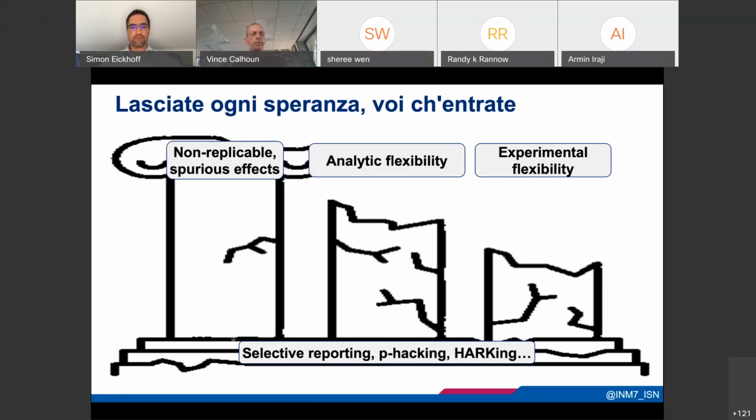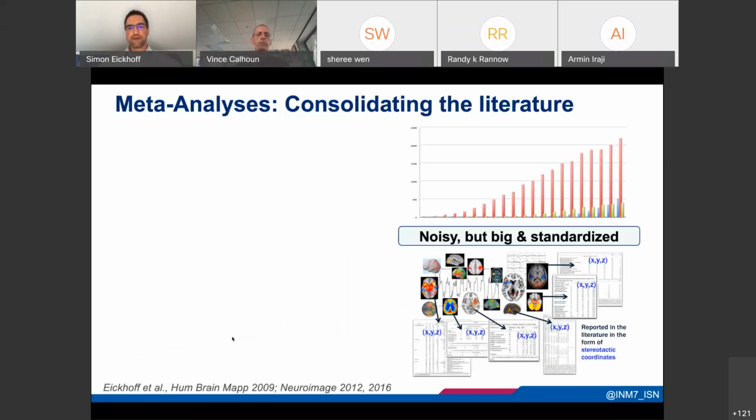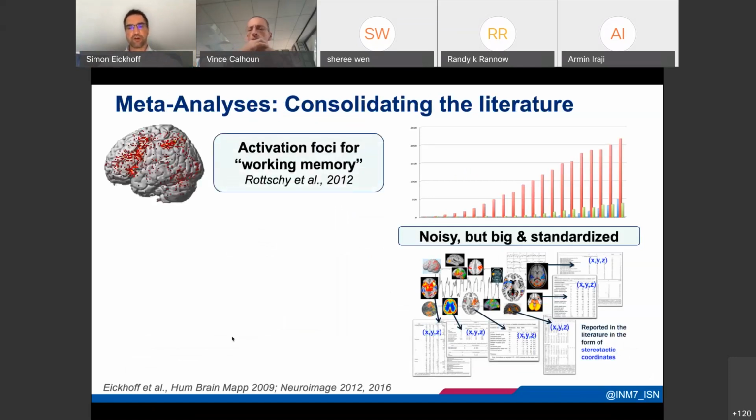So what can we do? How can we define this is the set of brain areas that are involved in, let's say, working memory? Well, we have a very noisy, but also, and that's important, a very big and standardized literature. So the idea is to consolidate this big, noisy literature into some robust network models that then can serve as a biological prior, as a biological data compression for individual data analysis.